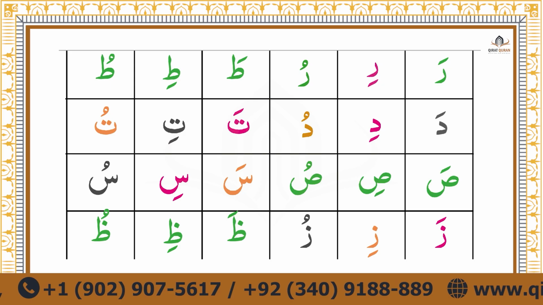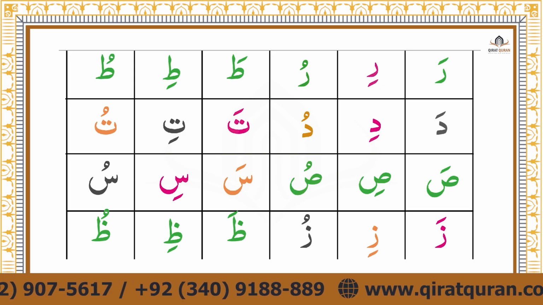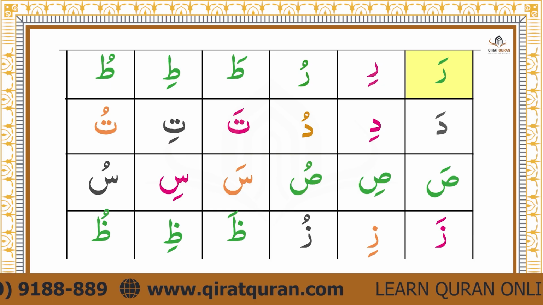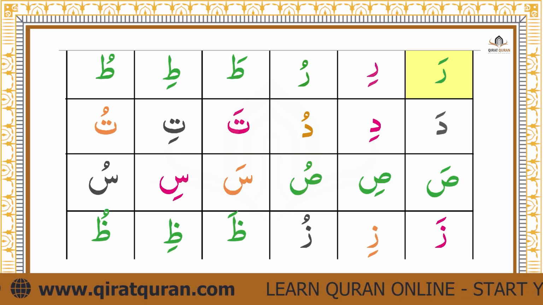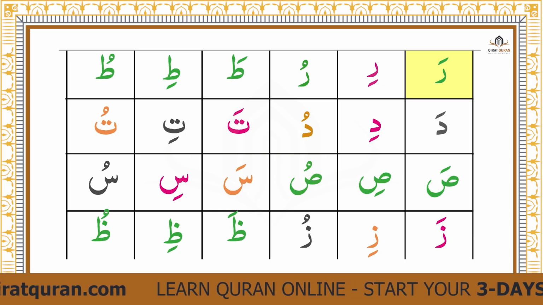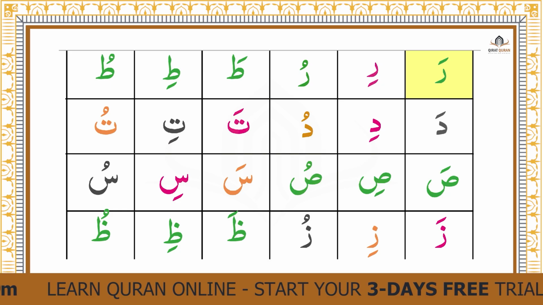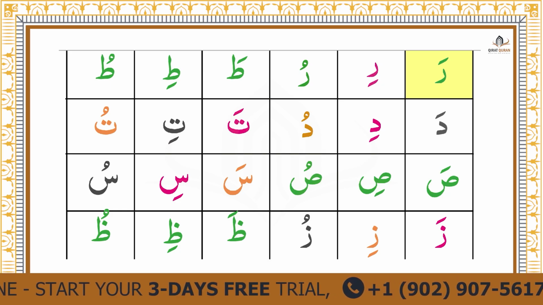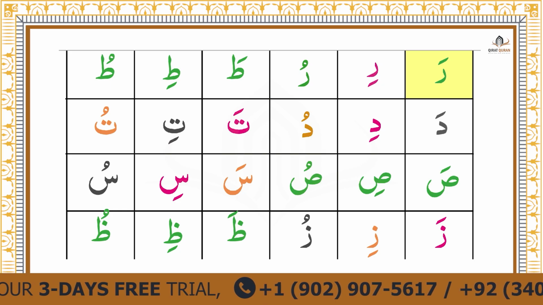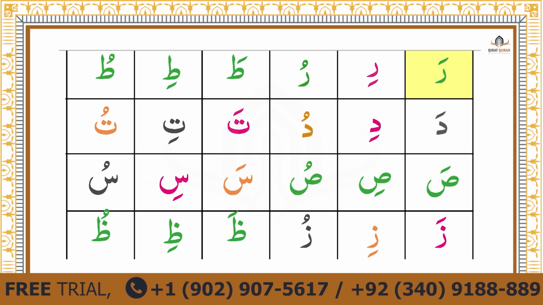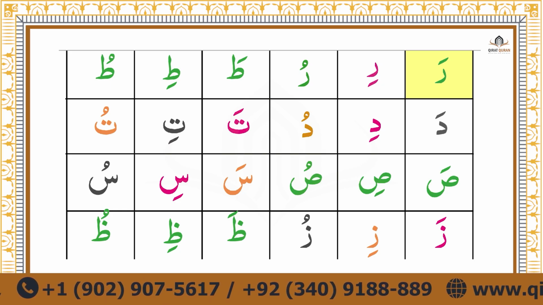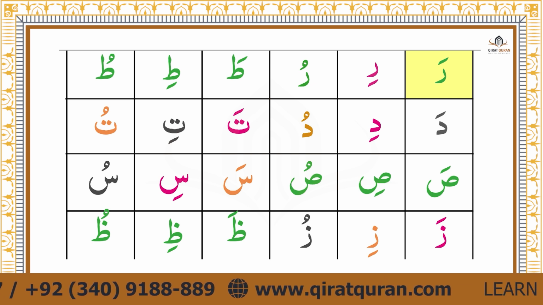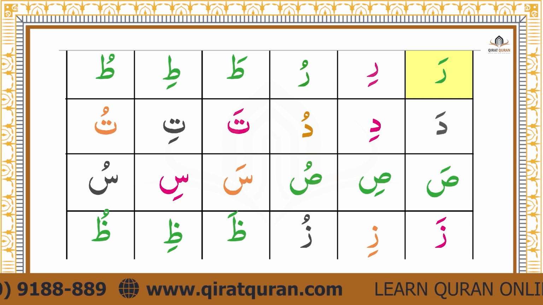So the first letter we have here is Ra. Okay. So when Ra has Fatha, we will read it like Ra, Fatha, Ra. First we have to read the letter, then the sign, and then at the end, the sound. So Ra is the letter, the sign is Fatha, and then the sound is Ra. Ra, Fatha, Ra.